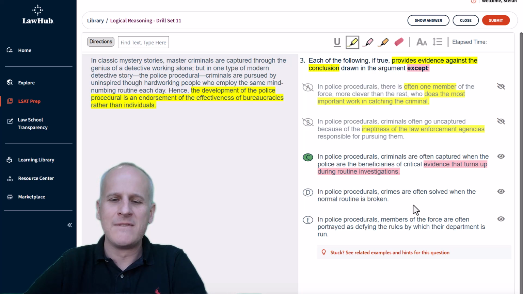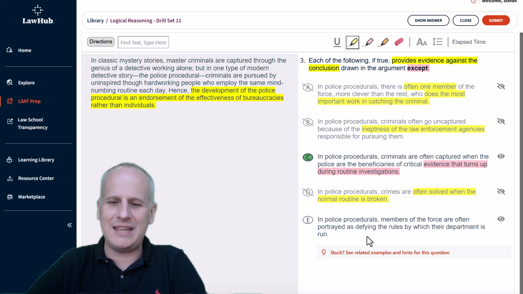Continuing with choice D, in police procedurals, crimes are often solved when the normal routine is broken. So again, it's not the routine, it's actually outside the routine. So that would weaken the yellow highlighted conclusion that we marked in the left-hand paragraph.